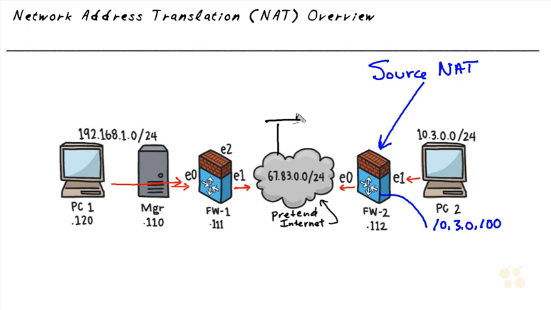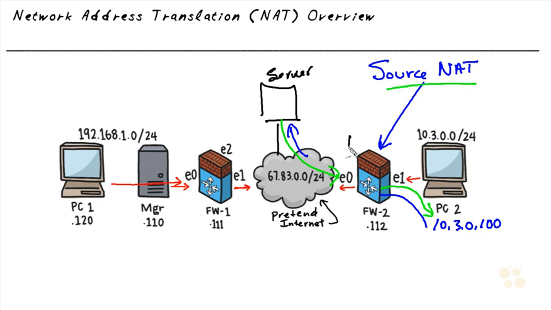So if PC2 is going out to a server, we'd swap out the source IP address with some global routable address. And then if the system or server responds back, this firewall 2, acting as a NAT device, would need to untranslate the address that it used for the initial translation, put it back in place, and then continue to forward the packet back to 10.3.0.100. And it's because the initial translation was the source address, and that's why it's referred to as source NAT.